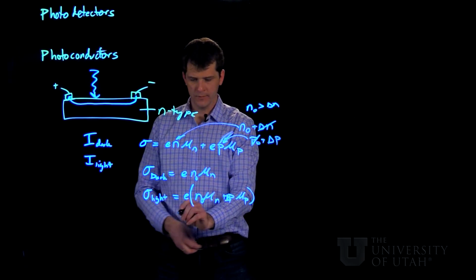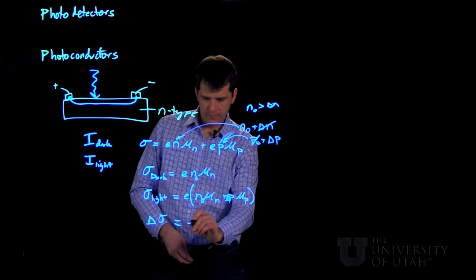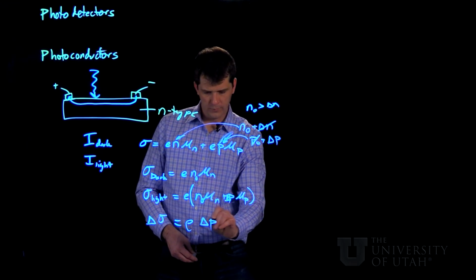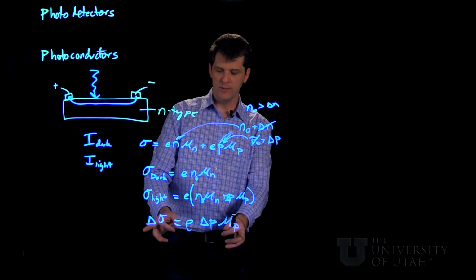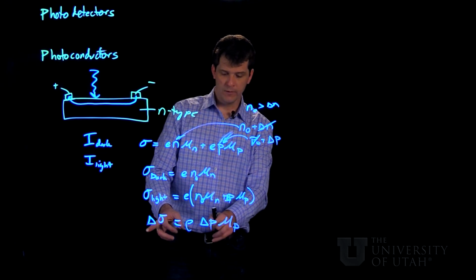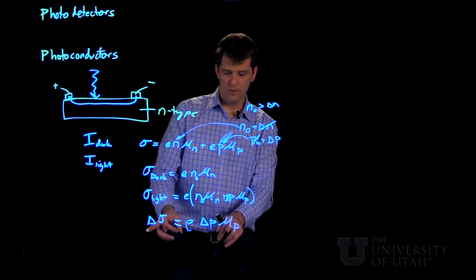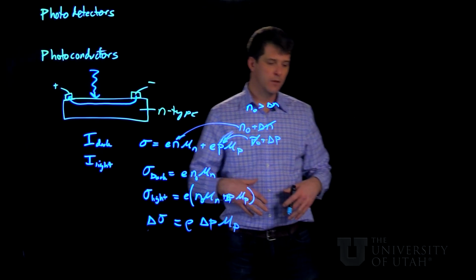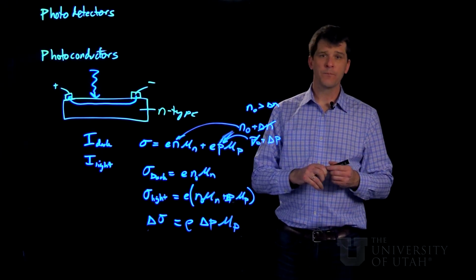And so subtracting these two things, we get the e surviving. This part subtracts off. Delta p times mu p survives. So the change in the photocurrent is governed essentially by the light injection level and then the mobility of the minority carriers. So those are the first detectors made. And then the next type involves diodes.